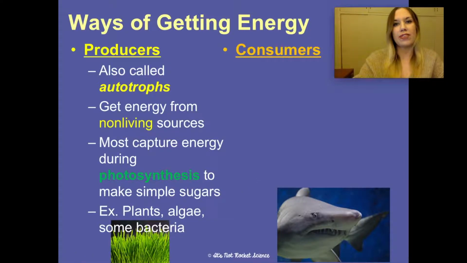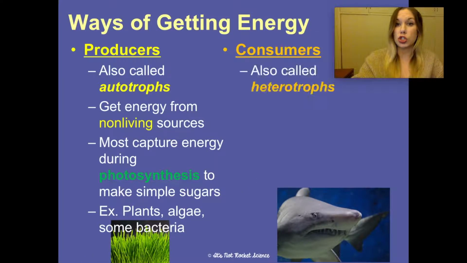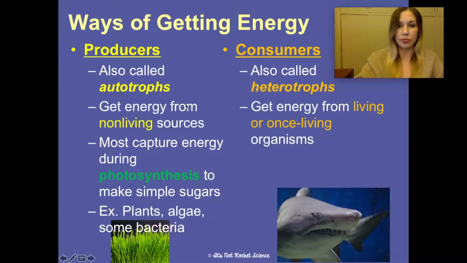The second way of getting energy is if you are a consumer. Consumers are also called heterotrophs. The term hetero means different, and like we already learned, the suffix troph refers to nourishment. So these types of organisms are different nourishers. They receive their nourishment from other sources, so from non-self, if you will.